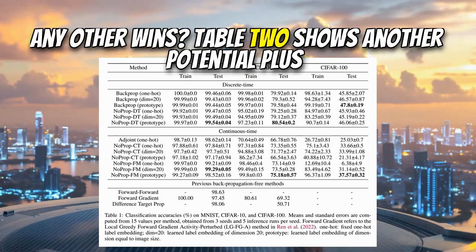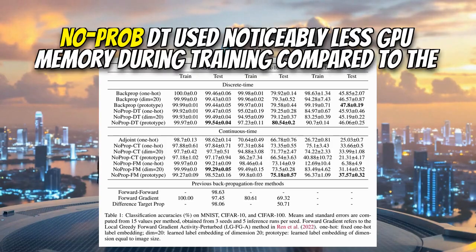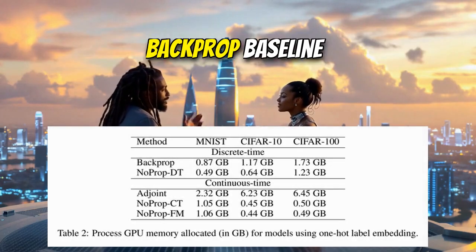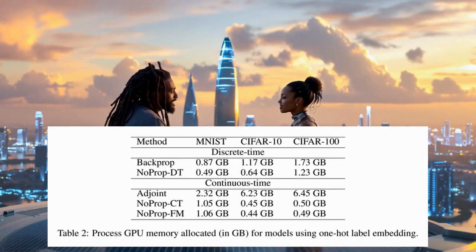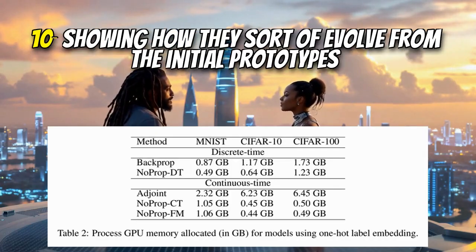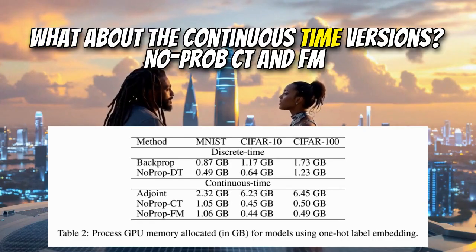Any other wins? Table 2 shows another potential plus. NoProp DT used noticeably less GPU memory during training compared to the backprop baseline. That's always welcome. Definitely. And Figure 2 has this cool visualization of the learned class embeddings for CIFAR-10, showing how they evolve from the initial prototypes. Nice. What about the continuous time versions?